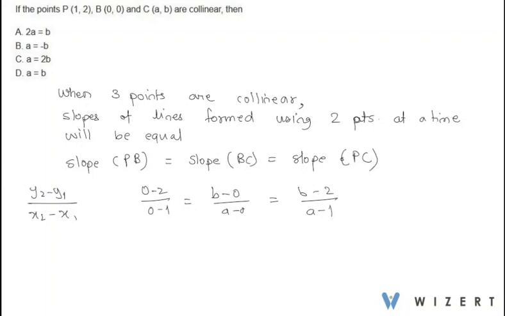So in order to find the relationship, quick and easier way, we'll use these two equivalent fractions. So 0 minus 2 is minus 2, 0 minus 1 is minus 1, and minus 2 divided by minus 1 is plus 2. b minus 0 is b and a minus 0 is a. So that is equal to 2a equal to b. So we got relationship between a and b as 2a equal to b. So answer is option A.